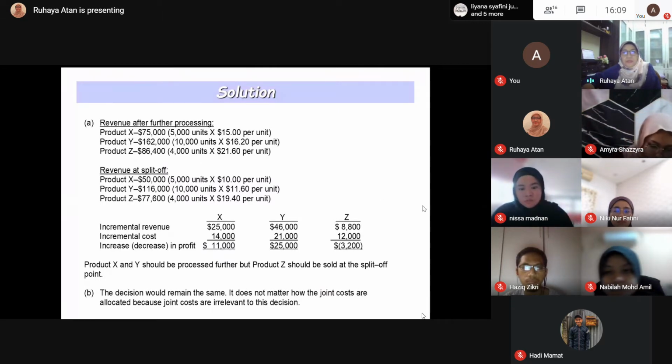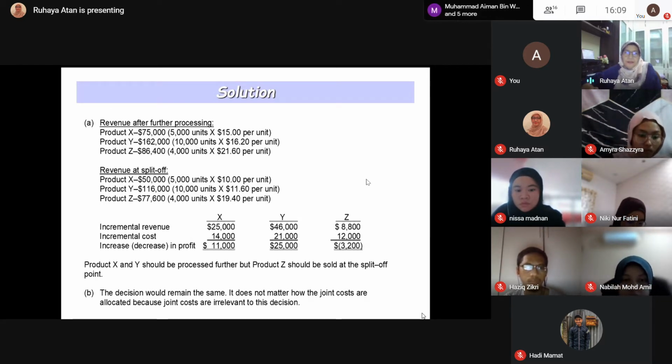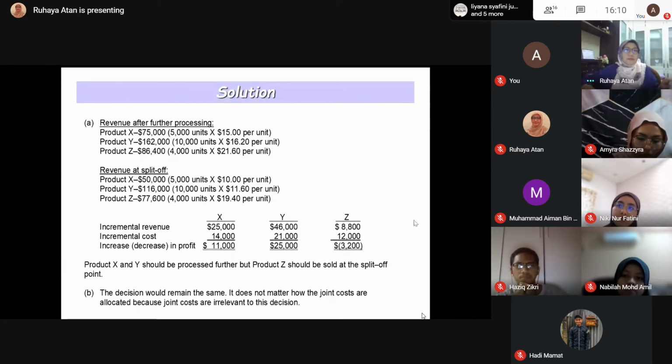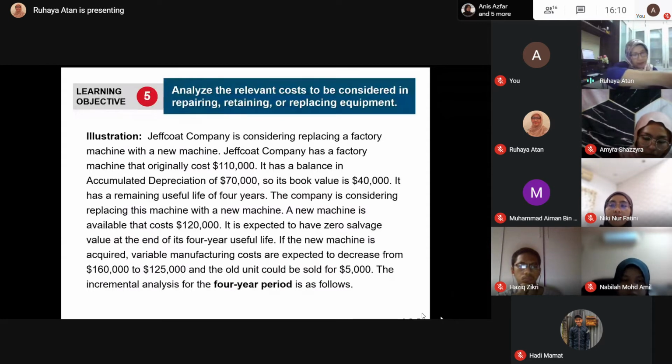So remember relevant and irrelevant cost. In incremental analysis, we take into consideration the relevant cost. Anything that is not relevant, that means irrelevant cost, we do not have to consider. One good example is the repair machine. Oh, we have not done that. We're going to do this after this. So any irrelevant cost we don't need to consider in our incremental analysis.